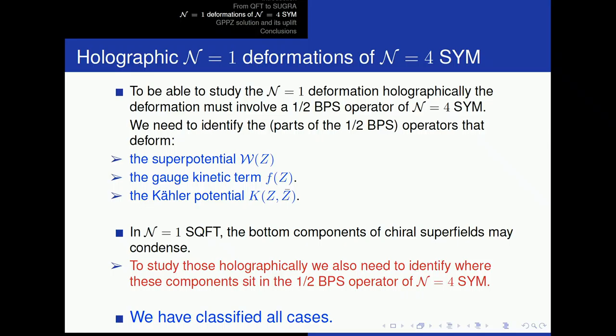If we want to study N=1 theories holographically, the only thing we can do is use the half-BPS operators at our disposal. There are other deformations which one cannot study using holography, but if we want to use the usual tools, then that's what we have. So we need to identify which parts of the half-BPS operators deform the superpotential, the gauge kinetic term, and the Kähler potential. Once you break supersymmetry and go to N=1, the bottom components of Kähler superfields may condense. If you want to study those holographically, we also need to identify where these components sit in the half-BPS operators of N=4 super Yang-Mills, because this would give you holographic access to this information. So I think the main message of this talk is that we have classified all of these cases.